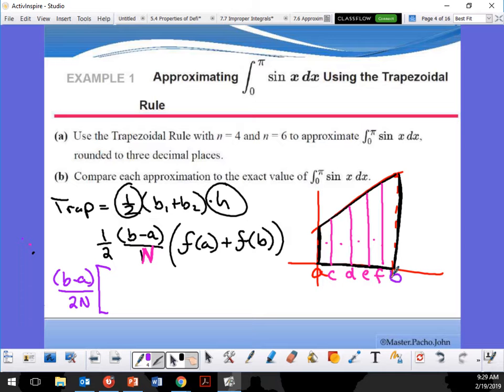Let's take a look at my first one. My first trapezoid goes from here to here, so it's this one plus this one: f of A plus f of C. Plus my next one, which is f of C again, plus f of D. I'm just talking about this piece right here.